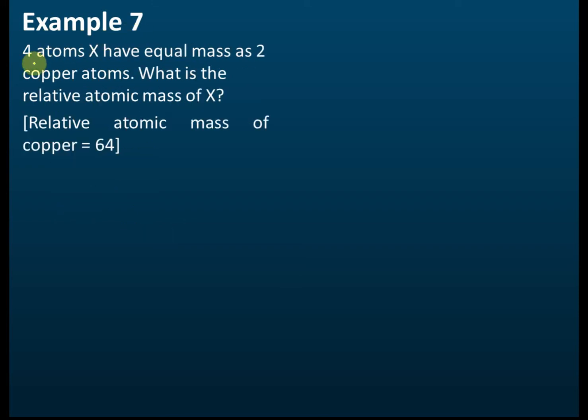Example 7. 4 atoms of X have equal mass as 2 copper atoms. So what is the relative atomic mass of X? For this one, we can write a linear equation. 4 atoms of X, let's write 4X, is equal to the mass of 2 copper atoms. The relative atomic mass of copper is 64, so 2 multiplied by 64. Therefore, X is equal to 128 divided by 4, which is equal to 32.